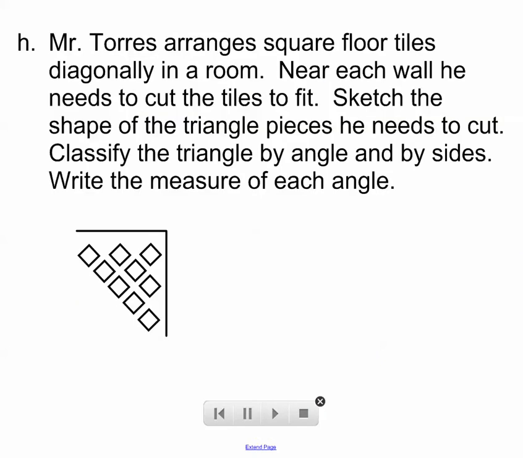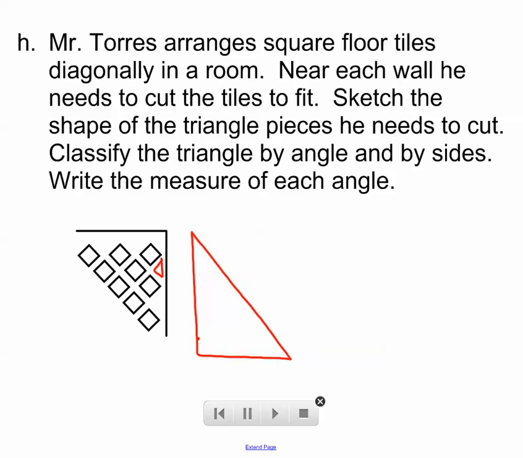All right, last thing. Mr. Torres arranges square floor tiles diagonally in a room. Near each wall, he needs to cut the tiles to fit. Sketch the shape of the triangle pieces he needs to cut, and classify the triangle by angle and by sides. Write the measures of each angle. Okay, so you can see here he's got all these square tiles laid in, but he doesn't want all these empty spaces, so he's going to have to cut some of these tiles into a shape like this.